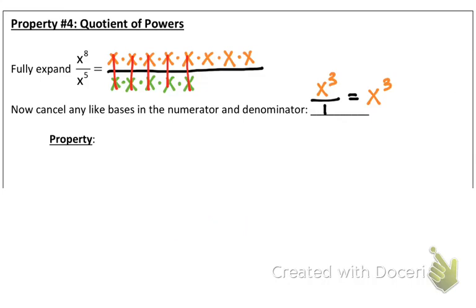So when dividing like bases, how do we know how many bases and exponents are left over when we're dividing if we don't want to fully expand each time? Well, what we do is when dividing powers, we subtract the exponents. If you noticed in our investigation, the exponent of the numerator is 8 and the exponent of the denominator is 5. 8 minus 5 gave us our exponent of 3. So let's see what this looks like as a general case. If I have x to the a over x to the b, this becomes x to the a minus b.